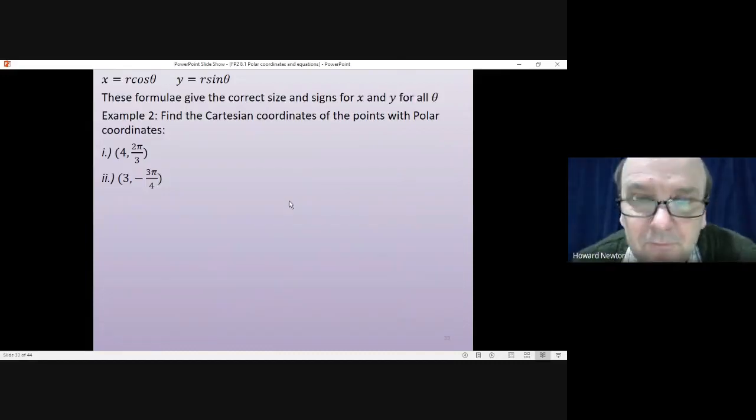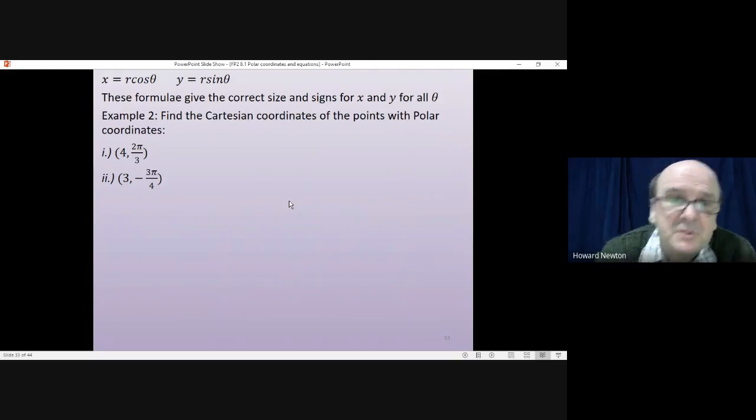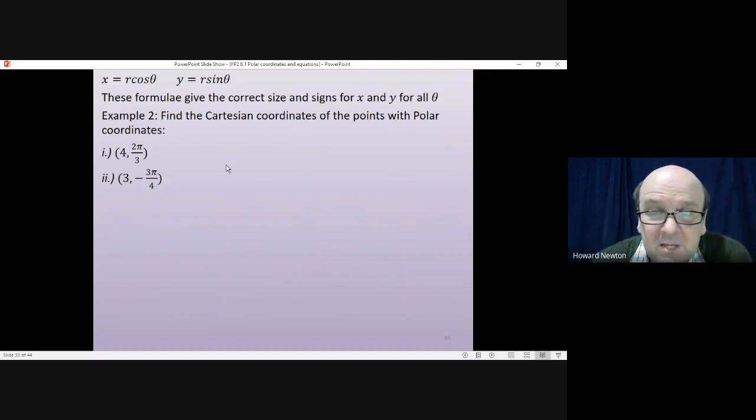Now, moving in the opposite direction. If we're moving from polar form to Cartesian form, there really aren't any problems. And it's not really necessary to draw a sketch of any sort. The two formulas that we have, x equals r cos theta and y equals r sine theta, give the correct size and the correct sign for x and y for all values of theta. So things can't really go wrong. Okay, bearing that in mind, have a go at doing these two questions.